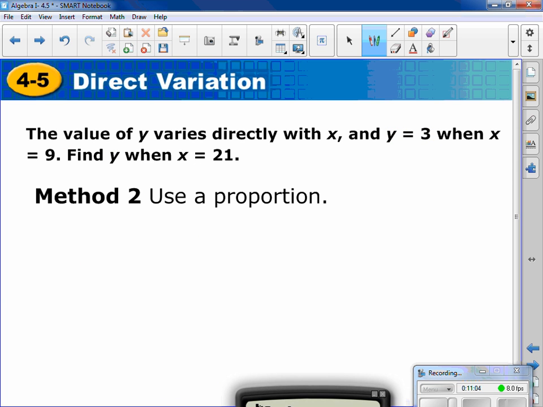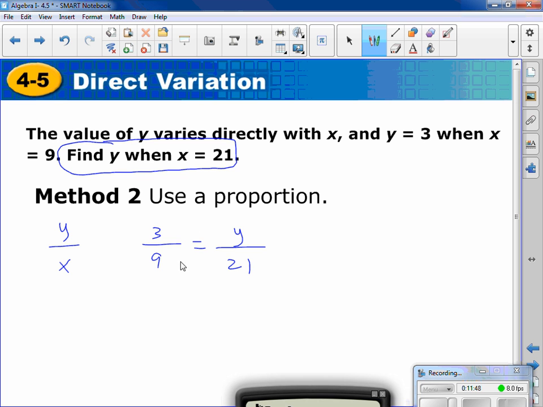Method 2 is using a proportion. And this is the method I usually use. Same exact problem, just a different method. y is 3 when x is 9. So again, we had y over x. y is 3, x is 9, equals. Now, this is what I'm trying to find. Which one am I trying to find? Where does y go? On top. x is 21. I put 21 on the bottom.